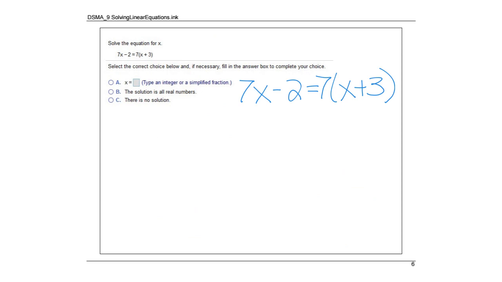All right, so this one also says solve the equation. We look on the left-hand side, nothing to clean up. Right-hand side, we do need to move that 7 into the parentheses by multiplication. So we have 7x minus 2 equals 7x plus 21. Now, depending on which one you move first, I know a lot of you were taught to move the constants, the numbers first. So let's go ahead and do that. So let's go ahead and add 2 to both sides.